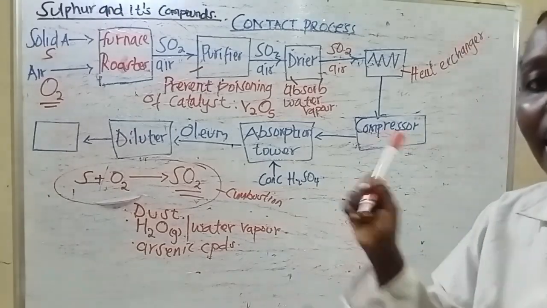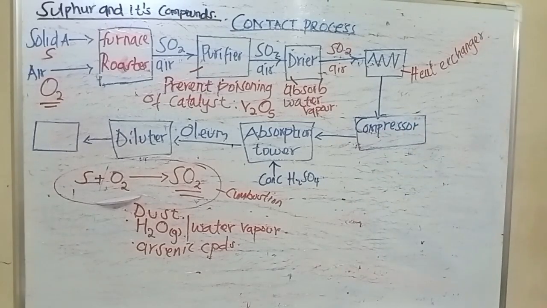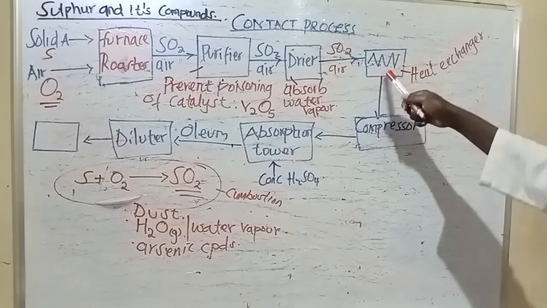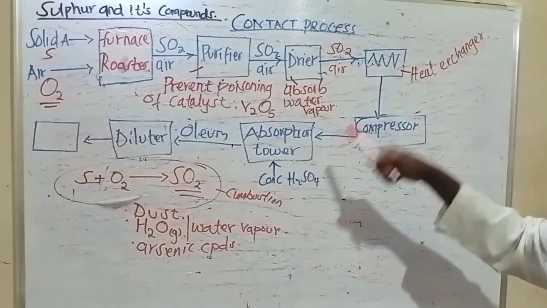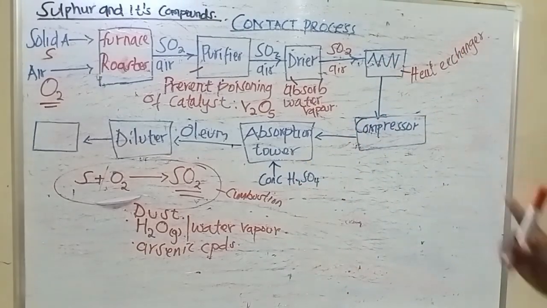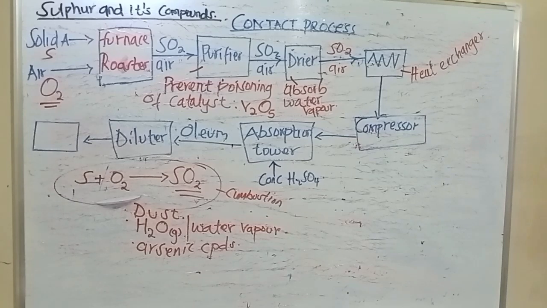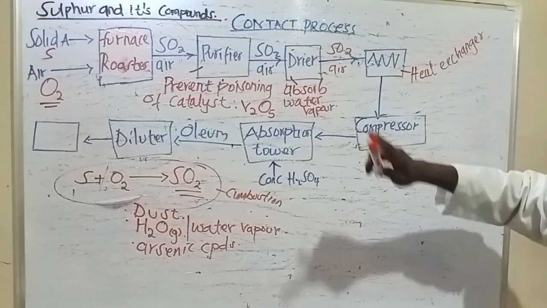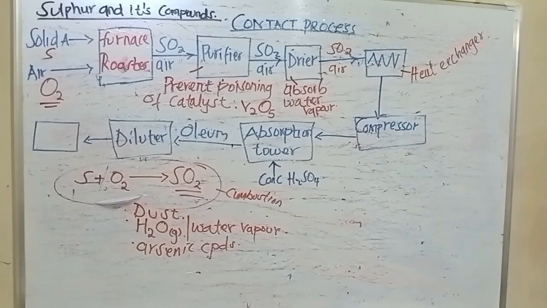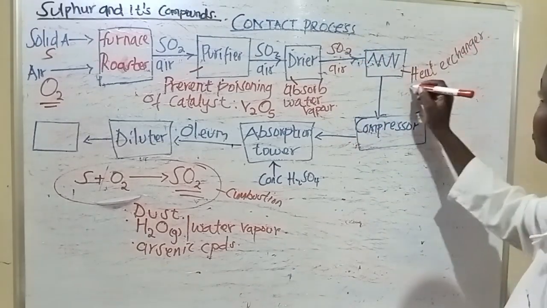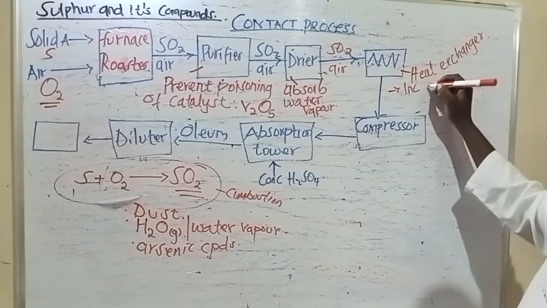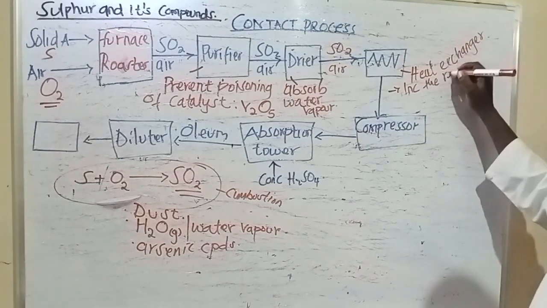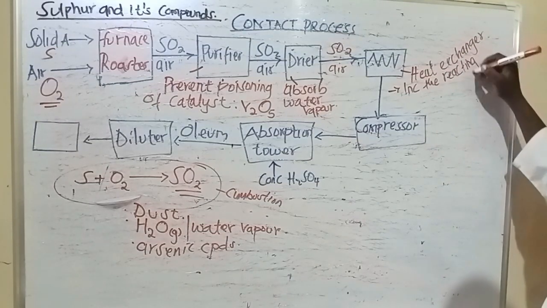Now, what happens in the heat exchanger? In our heat exchanger, the first thing that we're going to do is increase the reacting temperatures of our gases, which is sulfur oxide and oxygen. So we are saying here the first thing that we do is we increase the reacting temperature.